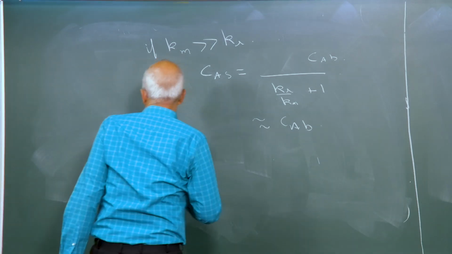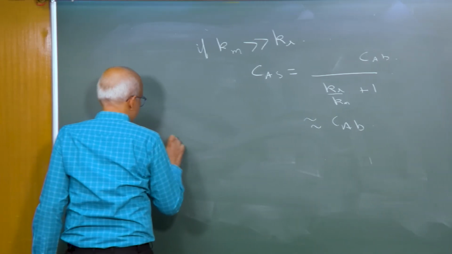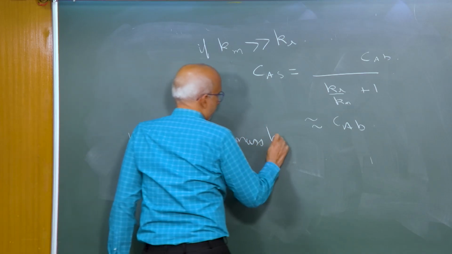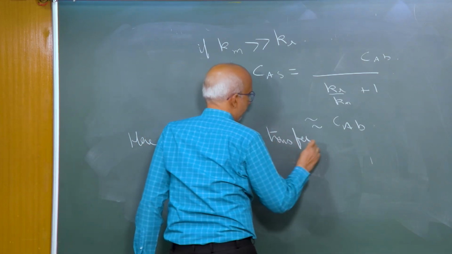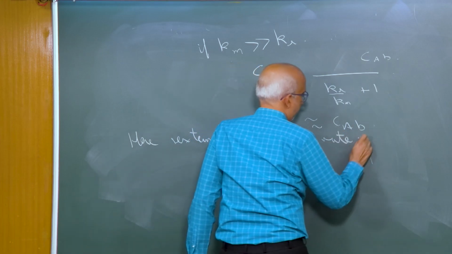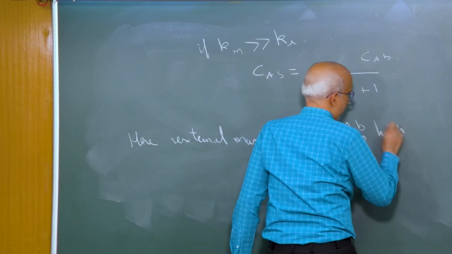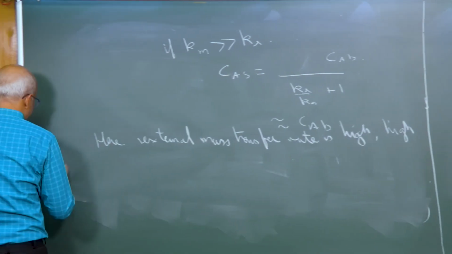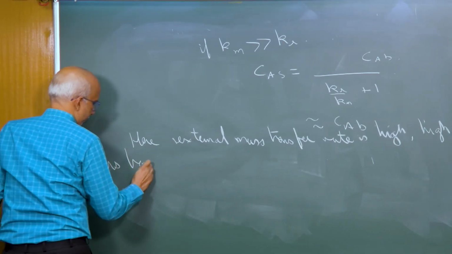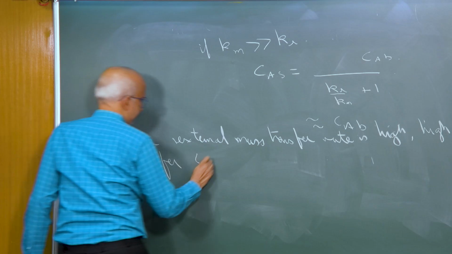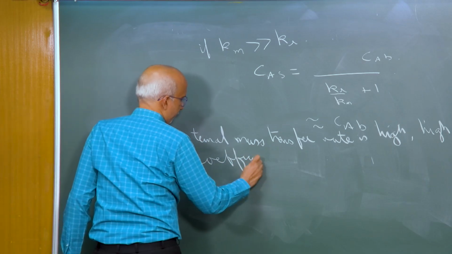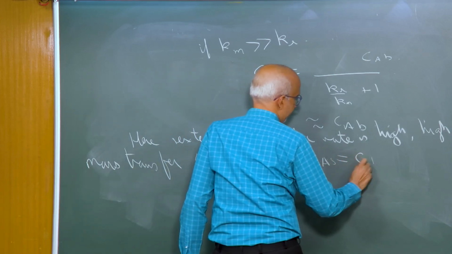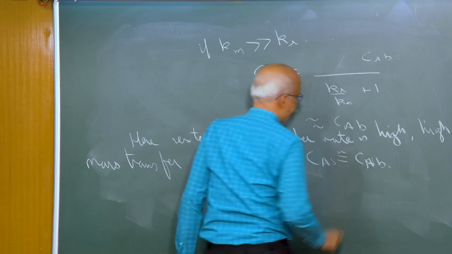So, here the external mass transfer rate is high, mass transfer coefficient, and therefore, CAS is equal to CAB. I mean, this is an approximation, okay.